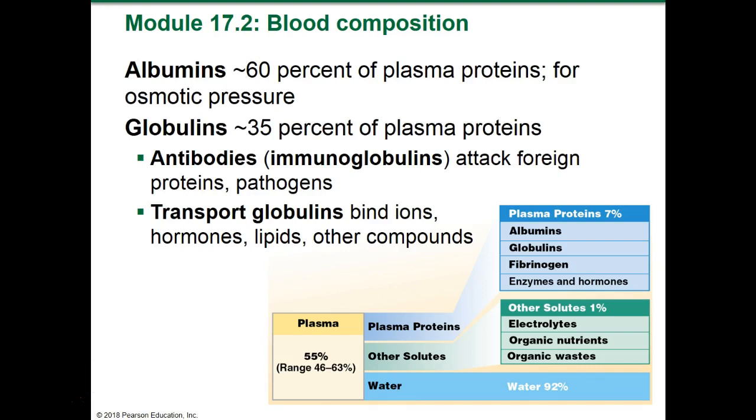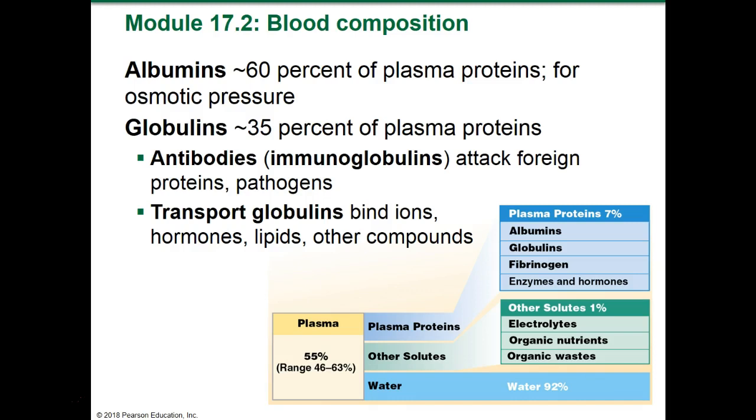Okay, of these proteins, albumins are about 60% of the plasma proteins, and their purpose is for osmotic pressure. We've got to maintain a particular concentration for purposes of exchange of fluids. Remember, we talked in A&P 1 about hypertonicity and hypotonicity in maintaining certain amounts of fluid in cells versus the outside.